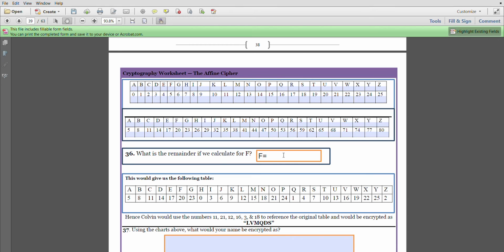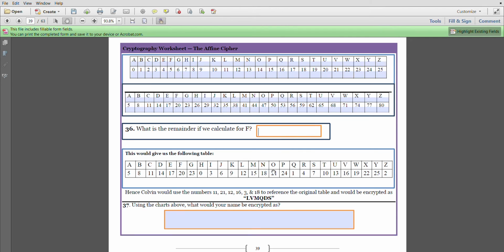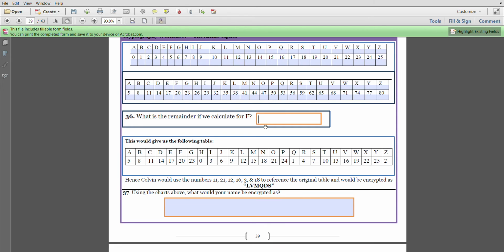So it would be f equals 3 times 5 plus 5. So you're going to calculate this out and put your answer here where I just typed it, okay? Then you're going to have to find the remainder. So you have to divide that number by 26 and find the remainder, and that is what we will calculate for f. Try that on your own, guys.